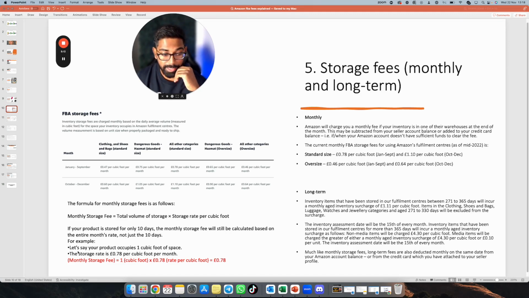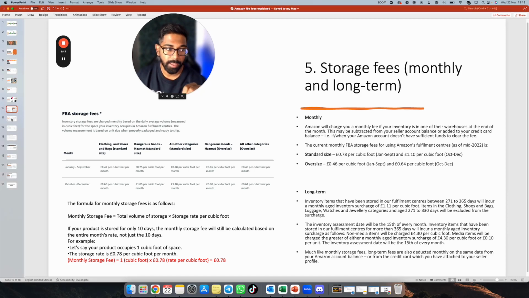For example, let's say your product occupies 1 cubic foot of space. The storage rate is 78p per cubic foot per month. This means you are going to be charged for a month. If it's just covering one, it will be 1 cubic foot times 78p. But if your product is covering, let's say, 20 cubic feet, then you can do 20 times 0.78 and you will get your storage fees. So that's how you can calculate your storage fees before you even send the product, if you wish to do that.